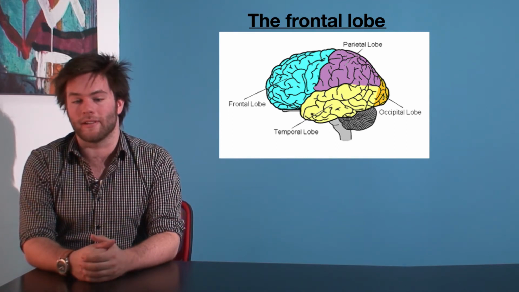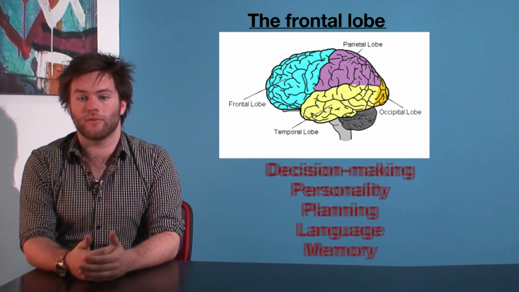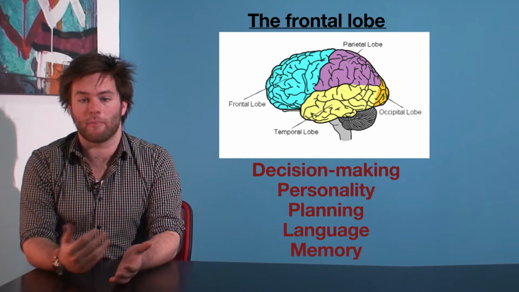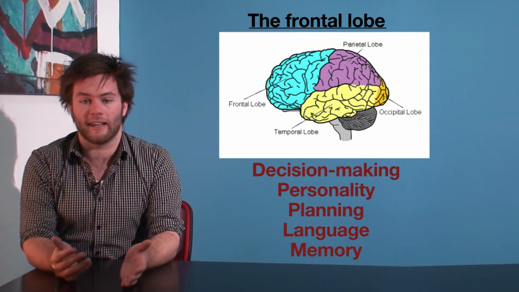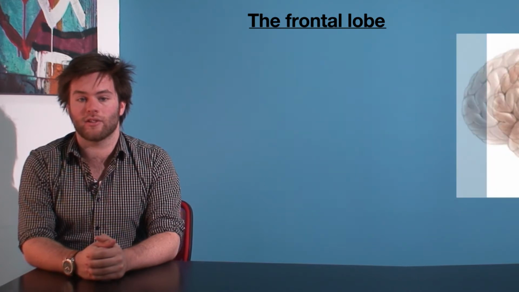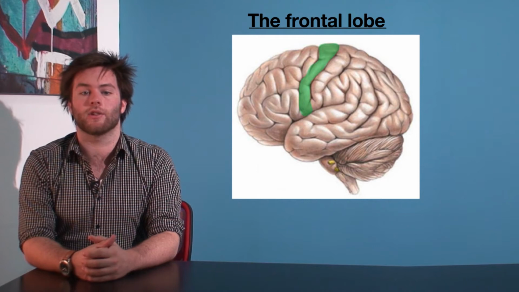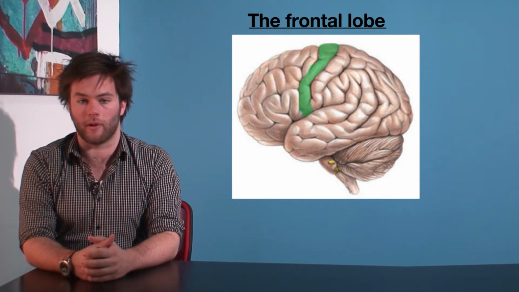The frontal lobe is arguably the most pivotal of the four. It is responsible for things such as decision-making, personality, planning, language, and memory. Within the frontal lobe, there is a section called the primary motor cortex. This area is situated directly to the left of the frontal lobe parietal lobe border, as shown in this diagram.